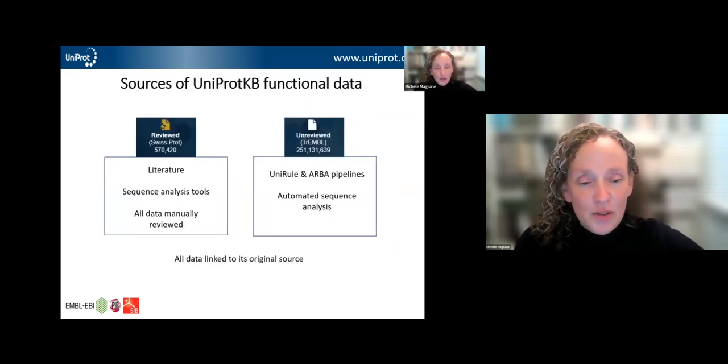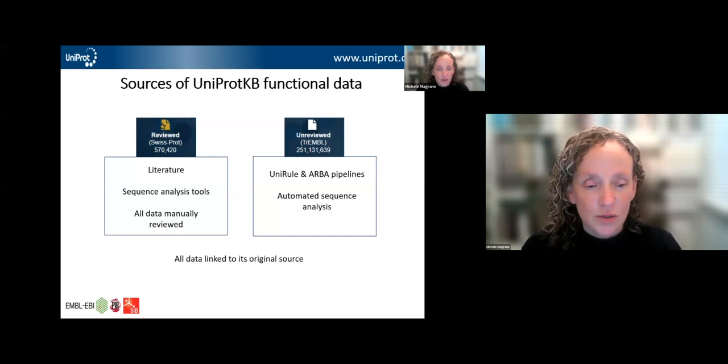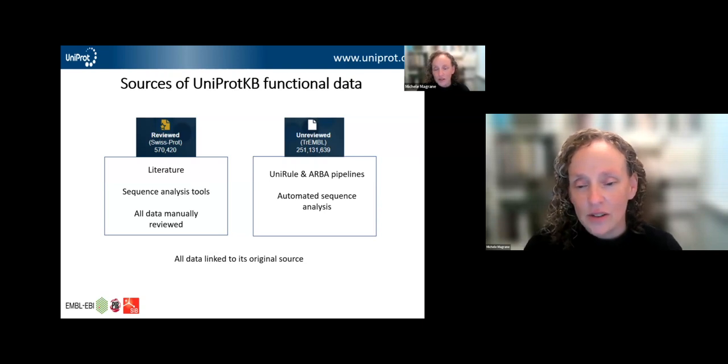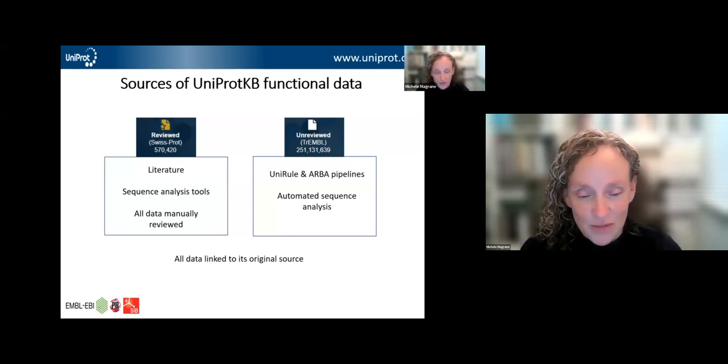So just to summarize the first part of the talk, UniProtKB is divided into two sections. We have the reviewed Swiss-Prot section, which has just over 500,000 records. In that section, the information comes primarily from the scientific literature and from sequence analysis tools, and all of the data has been manually reviewed. The unreviewed TrEMBL section is a much larger section with over 250 million records. While there is no manual review, there is information added through various computational pipelines. And for both sections, all of the data is linked back to its original source so that it's clear where the information has come from.